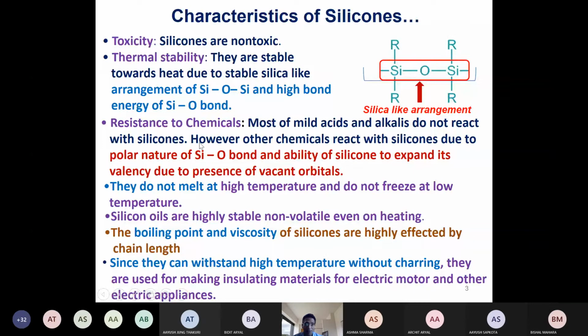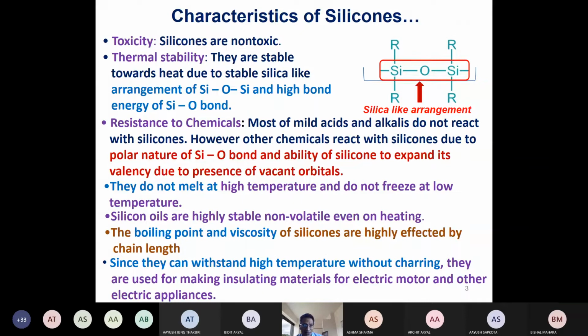Resistance to chemicals: they are resistant to most mild acids and alkalis, which don't react with silicone. However, other chemicals react with silicone due to the polar nature of the silicon-oxygen bond and the ability of silicon to expand its valency due to the presence of vacant orbitals. The second reason is the highly polar silicon-oxygen bond, and silicon has the capacity to expand its valency, valency 2, 4 in this way, due to vacant orbitals.